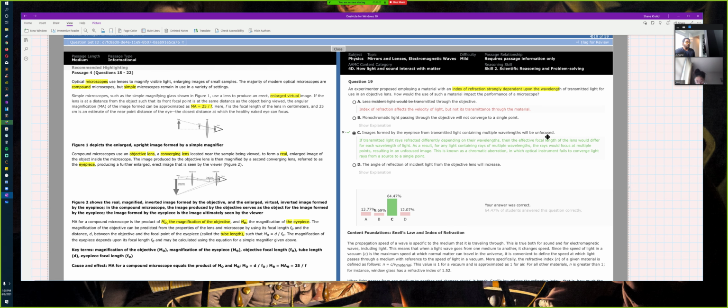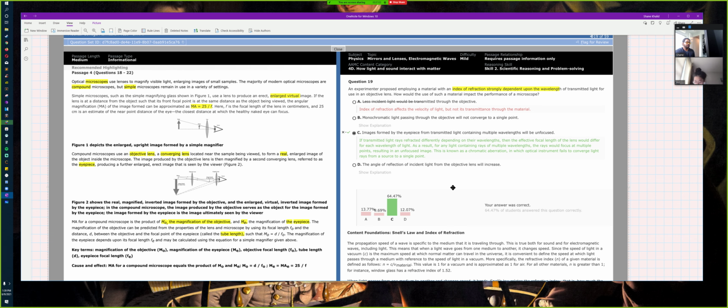Okay, so now we have something that's monochromatic. What do you think that means? Monochromatic just means one color, which means it will only have one wavelength. Yeah. So if it's just one wavelength, even if the index of refraction is strongly dependent upon wavelength, it should still be able to converge to a single point.